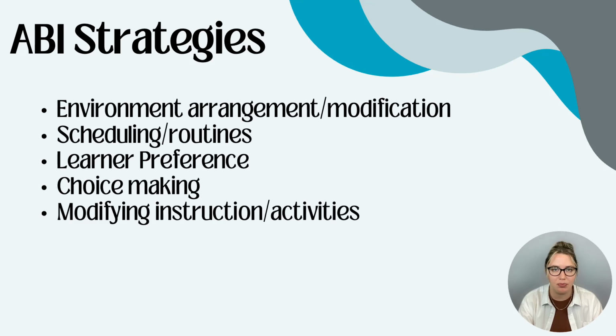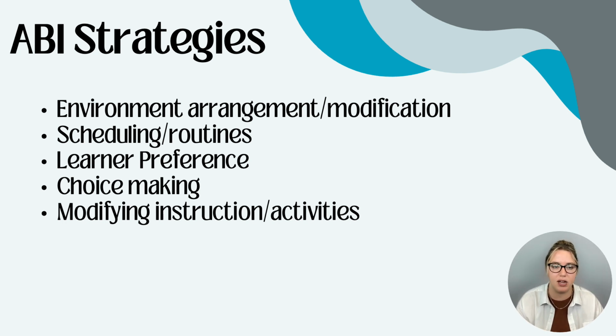So to give you some examples of antecedent-based interventions, and we're going to discuss these in more depth, this looks like environment modification, scheduling or creating routines for your learners, incorporating learner preference, providing choice where you have opportunity to give your learners more choice in the things that they interact with or participate in, and maybe modifying instruction or activities to best suit your learner. And we're going to discuss how you can do this or what this might look like.